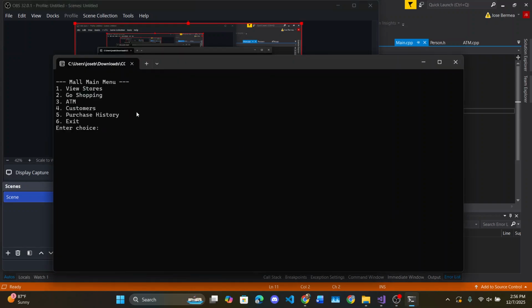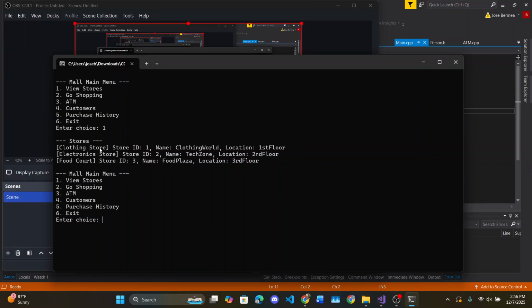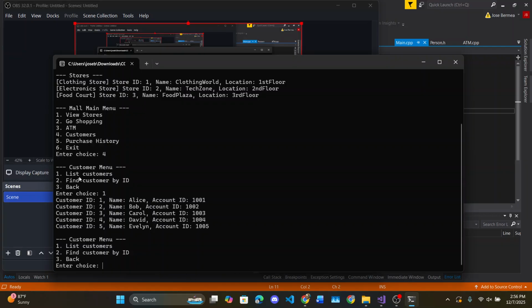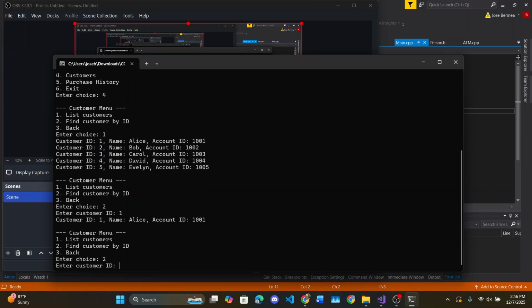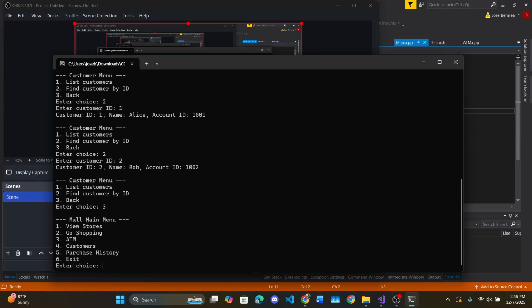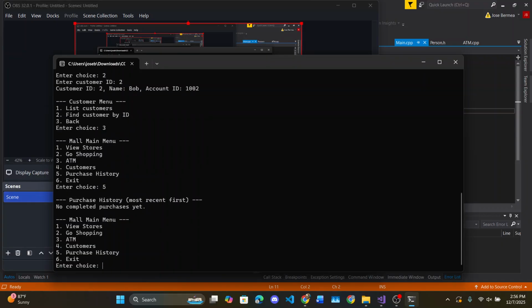Okay, we have all these options. We have view store, we have the type, the store ID, the name, the location. We can also look at the customers in the store, list of customers, IDs, name, account. We can also find them by ID. We have Alice, and we have Bob. If we go to the purchase history, there's no purchases yet.